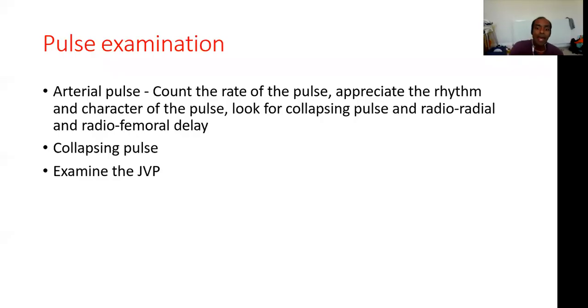Okay. And I have just listed, and all of you know this, I'm just revising this for your benefit. In the arterial pulse examination, you look for rate, rhythm, character, specifically examine for collapsing pulse, then look for radioradial and radiofemoral delay. So that is the arterial pulse examination. Then you have the venous pulse examination. So arterial pulse examination, venous pulse examination. These are the components of the pulse examination.